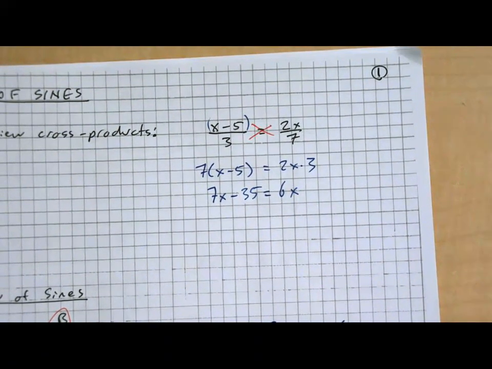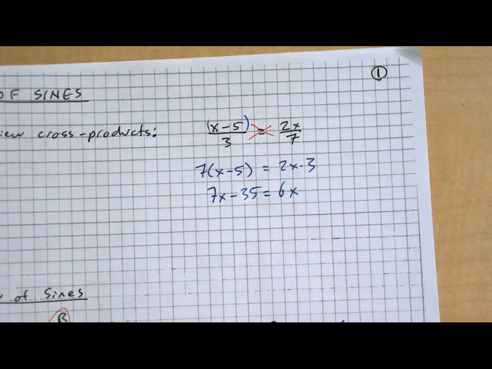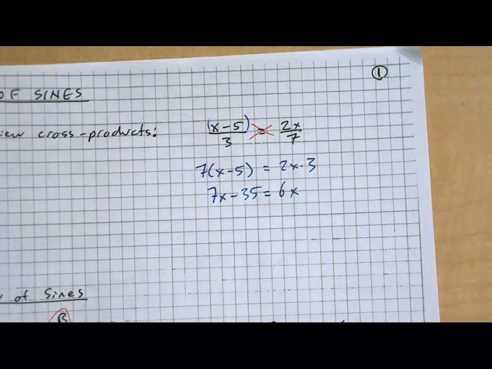Yeah. So just in case you haven't seen it, we just draw some lines across the equal sign, and we multiply diagonally, and we create an equation without fractions. Are we good on that? Okay, that's the algebra skill we're going to need today.